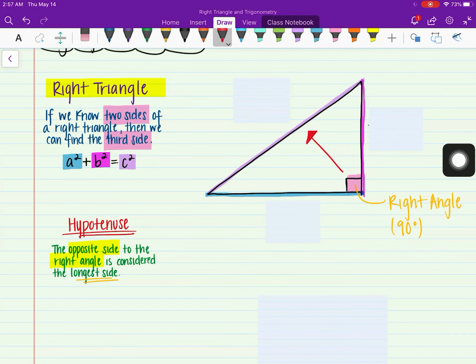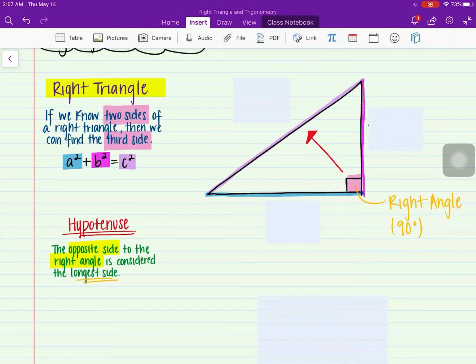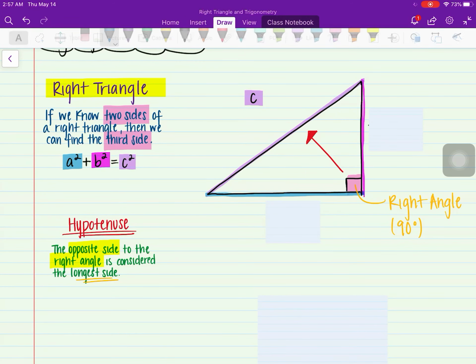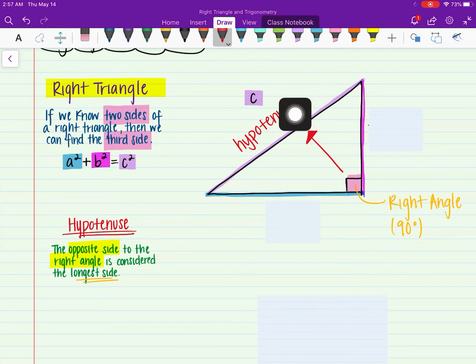So then in this case, I can say that this side is going to be our C. So let me remove that. And we have our C. And I'm going to go ahead and actually label that as hypotenuse. So I'm going to go ahead and write it hypotenuse. And that's our C value. So basically, the side that is across from the right angle is going to be known as the hypotenuse, and it's going to be represented by C.